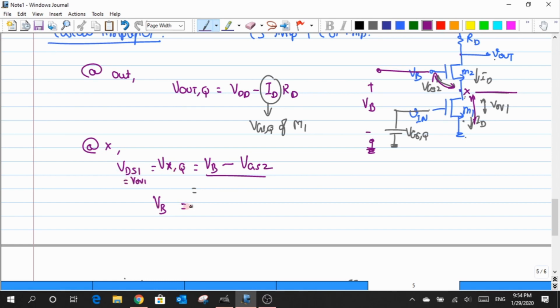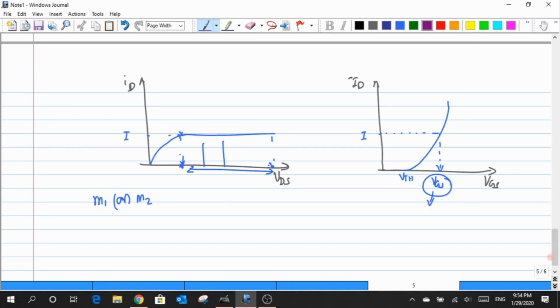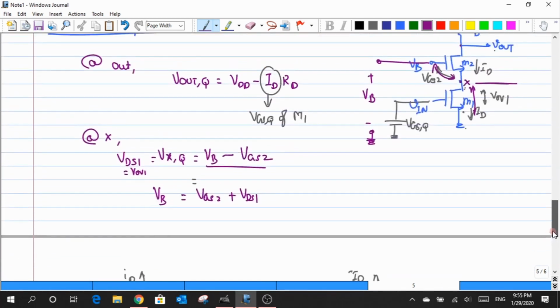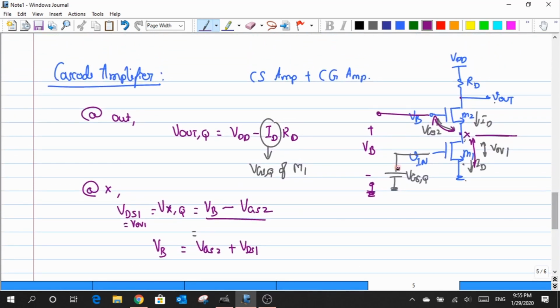Okay, so let me define this drop across VGS2 as a summation of the drop across VGS2 plus the value of VDS1. So now with those basics, let us try to apply a small sinusoidal input and see what reactions are happening across the nodes Vx and Vout. So let me add a small signal wiggle across this VGS1.